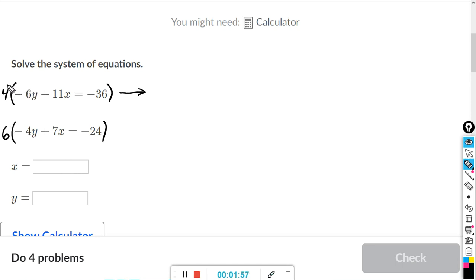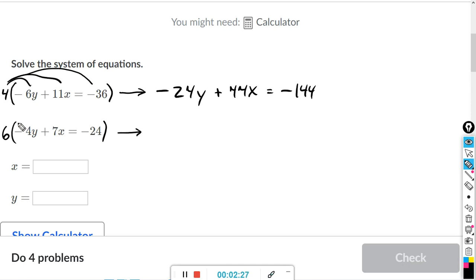Okay, distributing the 4, 4 times negative 6y is negative 24y. 4 times positive 11x is positive 44x. Keep your equal sign. 4 times negative 36, that's going to be a negative 144. Now for the bottom equation, distribute the 6. 6 times negative 4y is negative 24y. 6 times 7x is 42x. And 6 times negative 24 is going to be negative 144, I think. Negative 120, yes, negative 144.